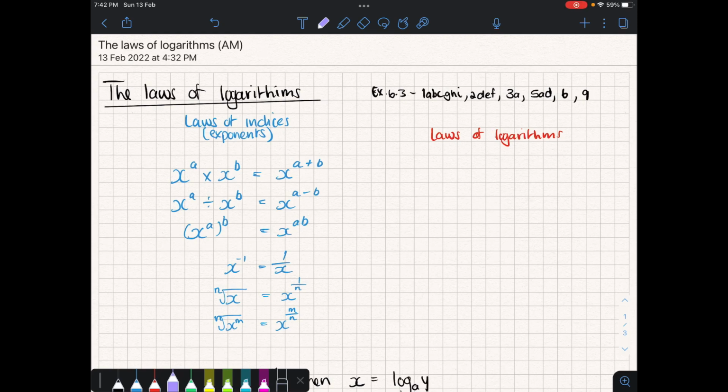Okay, so in today's lesson, we're going to look at the laws of logarithms. And before we even look at the laws, we're going to go over all the laws of indices that we've learned previously.